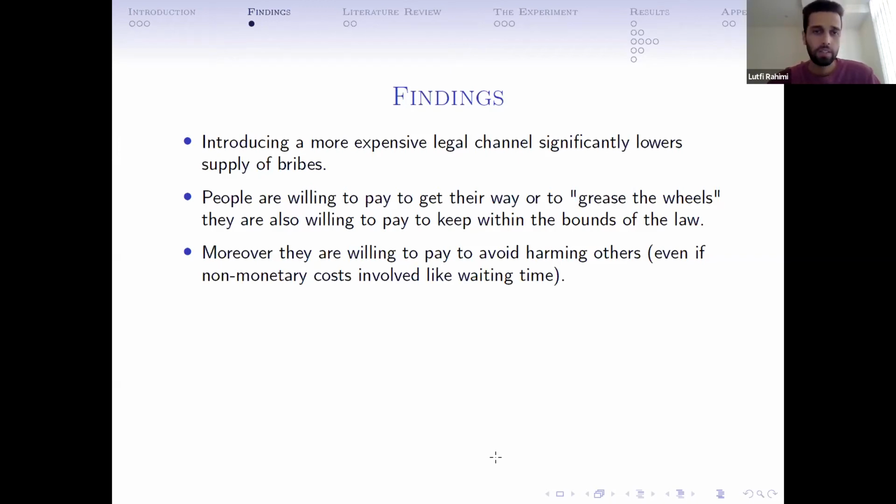Finding number one is that introducing a more expensive legal channel significantly lowers the supply of bribes via citizens. I find that people are willing to pay to get their way in order to speed up the process, but they're also willing to pay to keep within the bounds of the law. So they also pay for the legal service. Finally, they are willing to pay to avoid harming other people. Whether that is monetary costs or non-monetary costs, in the case of our design it's specifically a non-monetary cost, and that's just waiting time. So people are willing to incur a personal cost in order to avoid harming other people. And we observe these three behaviors.